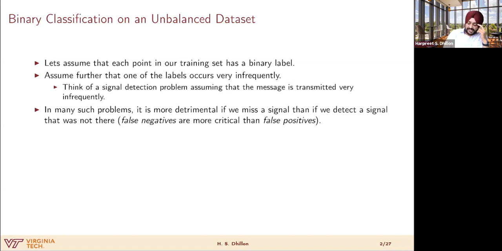False negative means you had a signal and you missed it. False positive means that you didn't have a signal and you detected that you had a signal. So it's a false positive in that sense. So we are saying that in many of these applications, false negatives are more critical, so we should try to avoid them as much as we can.